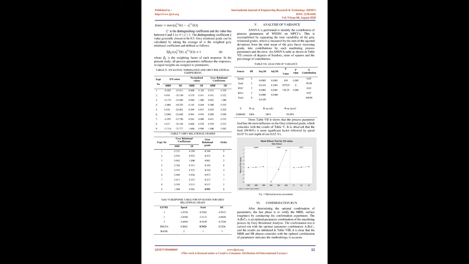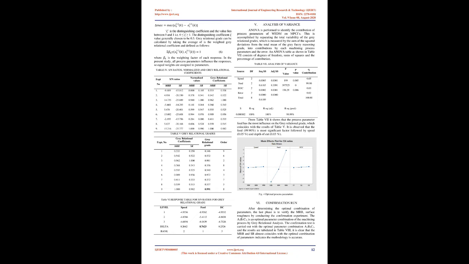The use of GRA includes the following steps. A. Conduct the experiments as per DOE. B. Transform the experimental results into signal-to-noise ratio, S/N. C. Normalize S/N. D. Calculate gray relational coefficients of each response. E. Calculate the gray relational grade by averaging the gray relational coefficients.